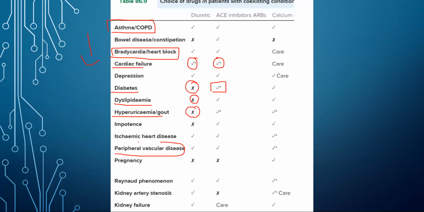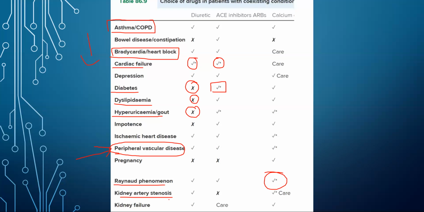If a patient has peripheral vascular disease, you should not use a beta blocker because it can again cause vasospasm. What will be the best treatment? Calcium channel blocker, because it can cause vasodilation. Then it will be more beneficial for a peripheral vascular disease patient. Same with Raynaud phenomenon. The best medication will be a calcium channel blocker.